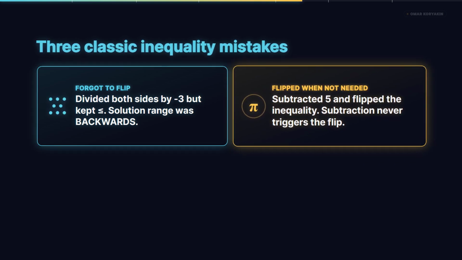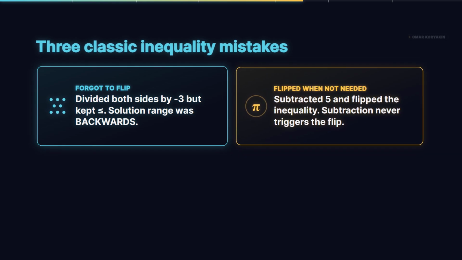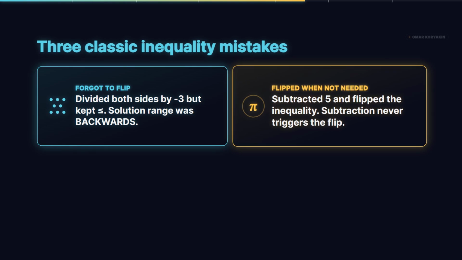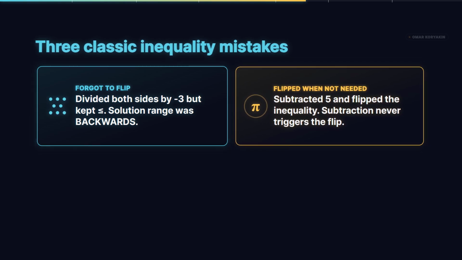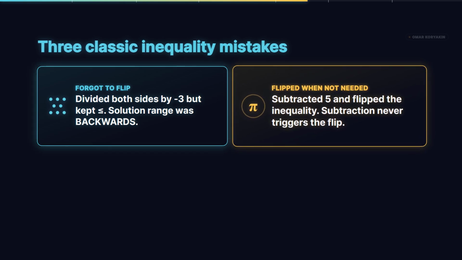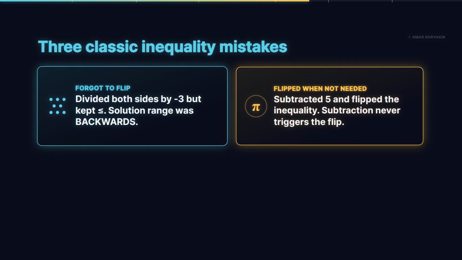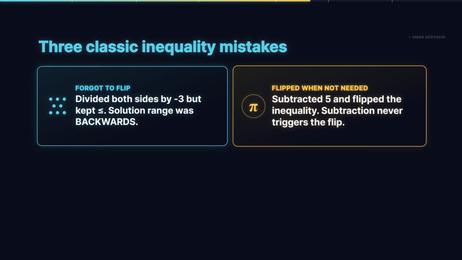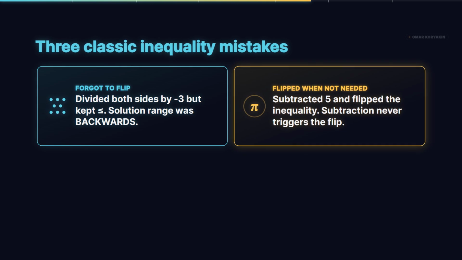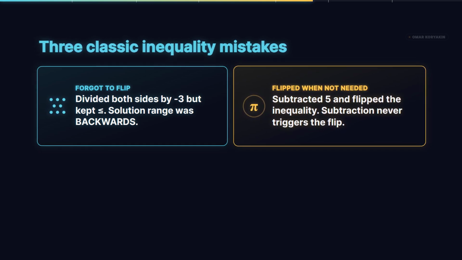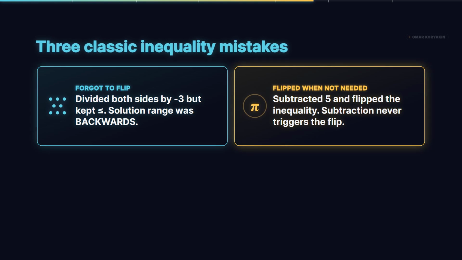A student solves x plus 5 less than 10 by subtracting 5 from both sides and flipping the inequality, getting x greater than 5 instead of x less than 5. Subtraction never triggers the flip rule, only multiplication or division by a negative number does. The fix is to read the rule precisely. The flip happens only when the multiplier or divisor itself has a negative sign, not when the inequality has subtraction or negative constants on either side.